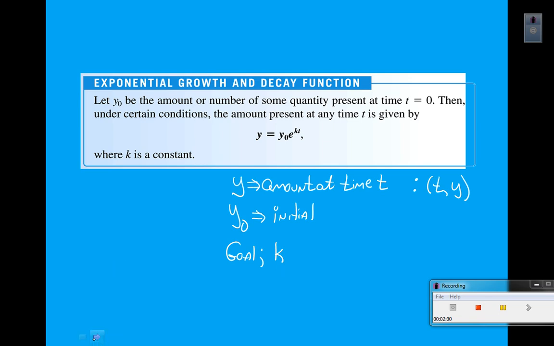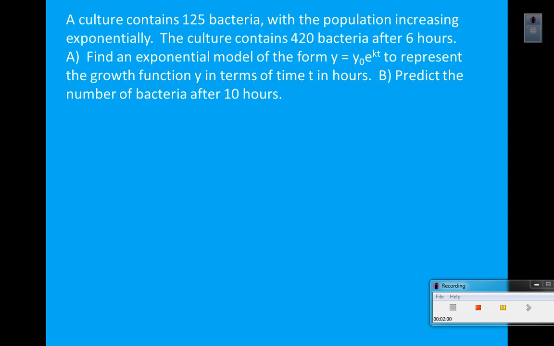So if you will, look at your first example there, which says a culture contains 125 bacteria with the population increasing exponentially. The culture contains 420 bacteria after 6 hours. Find an exponential model of the form y equals y sub 0 e to the kt to represent the growth function y in terms of time in hours, and then predict the number of bacteria after 10 hours.